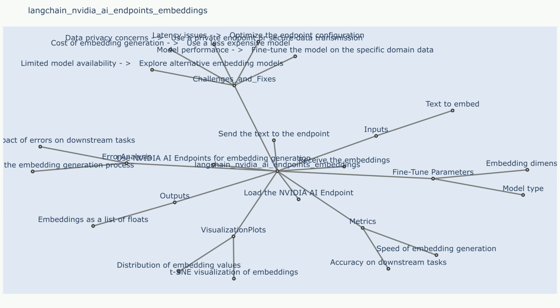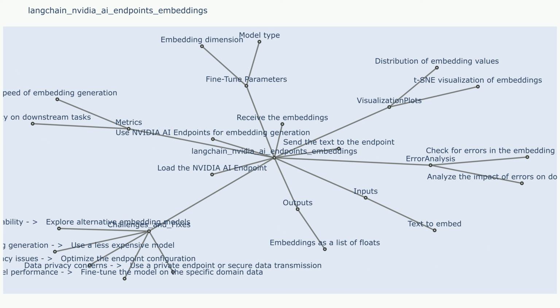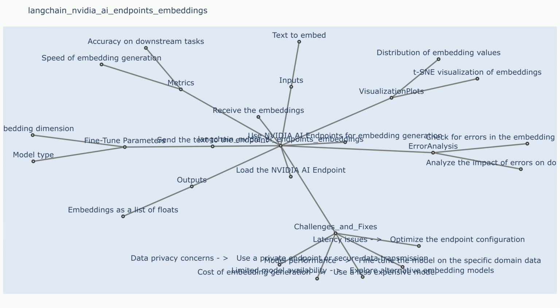Inputs. Text: the input text that needs to be converted into an embedding vector. This can be a single sentence, a paragraph, or a longer document. Outputs. Embedding vector: a numerical representation of the input text, where each dimension of the vector represents a specific semantic feature of the text.